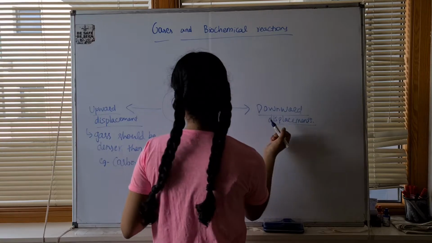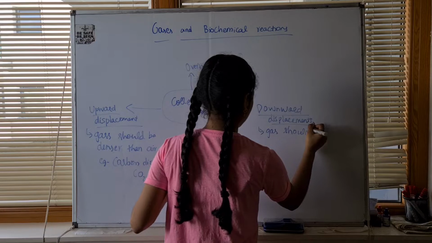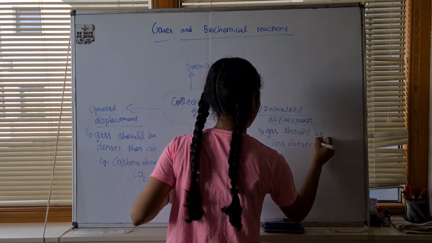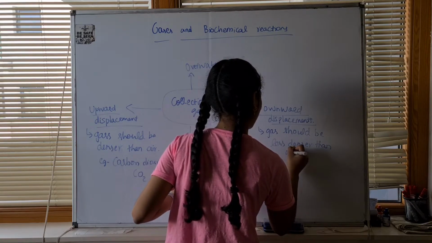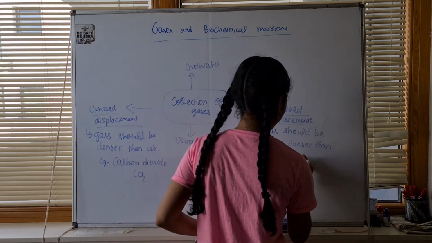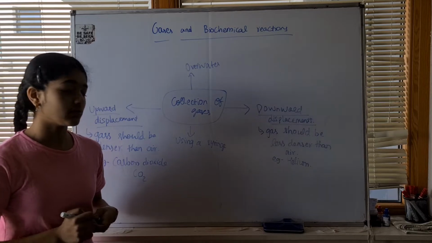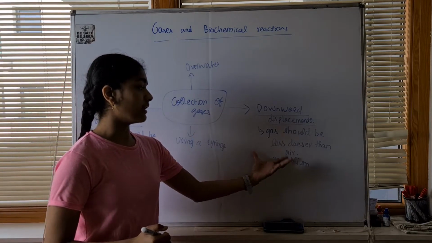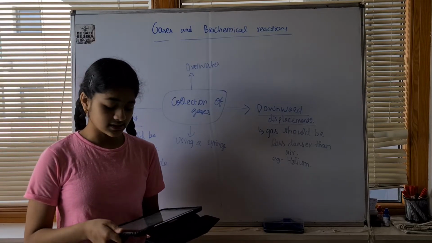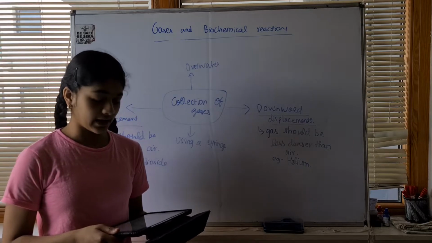This is denser than air, so that's upward displacement. Downward displacement, here the gas should be less dense than air. Example, helium. Helium is found in balloons. That's why balloons are able to fly upwards, because they're less dense than air. So the gas being collected is less dense than air and will rise to the top, pushing the air down and out as a result.